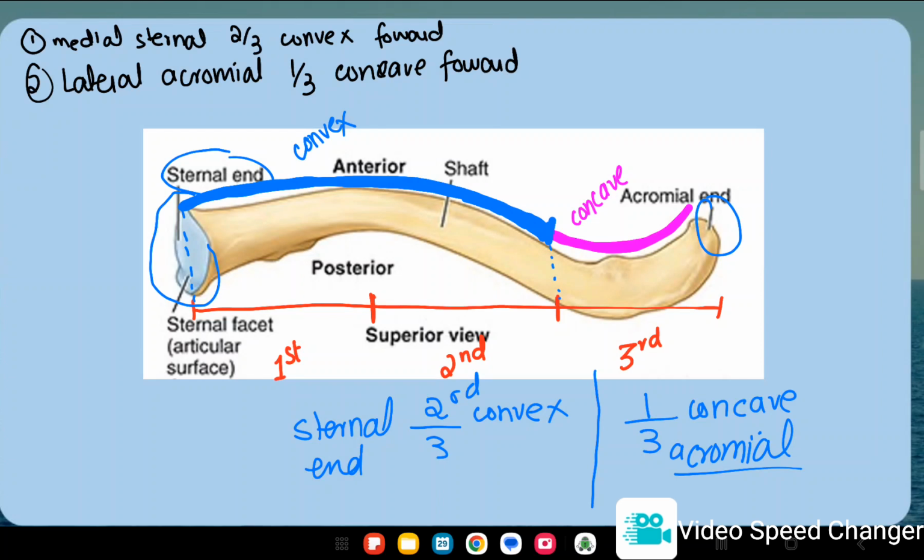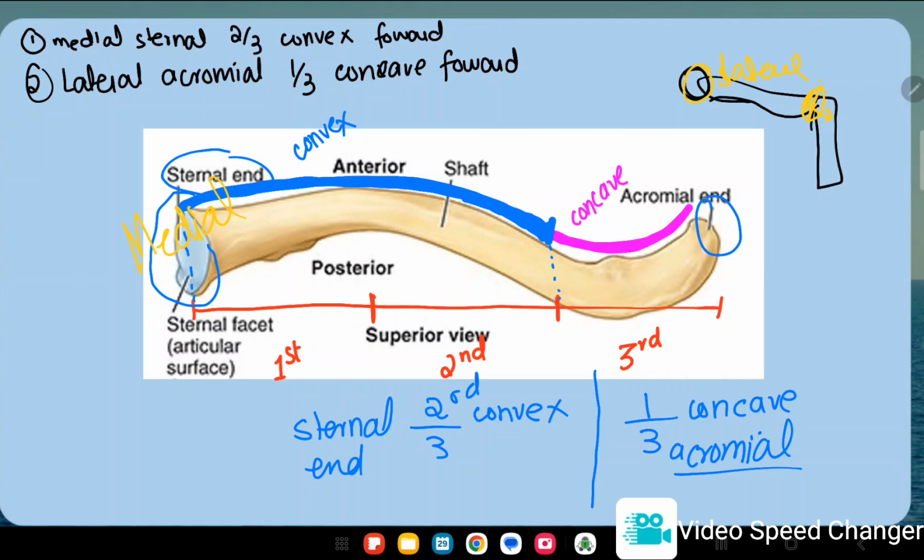Now, let me show you the real. If you can see, this is a sternum, this is the clavicle, like this. This is the acromion of the scapula. Now tell me which will be the medial end of the clavicle and which will be the lateral end. Correct. This will be the medial end. The sternal end will be medial, which is near the midline, right? And the acromial end would be lateral.